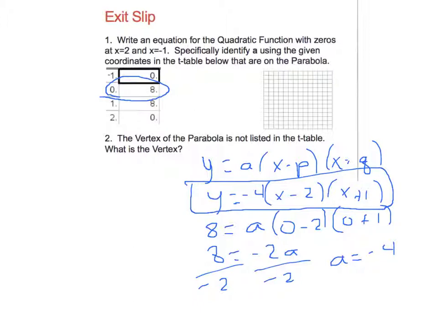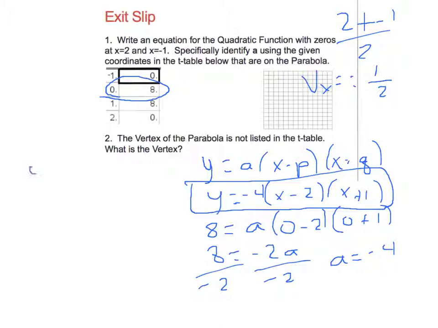So if the x-intercepts are at 2 and -1, if you add those together, 2 plus -1, and divide by 2, you get 1/2 for the x-coordinate of the vertex. And then you have to substitute back into the equation that we found already, to find the y value for the vertex.